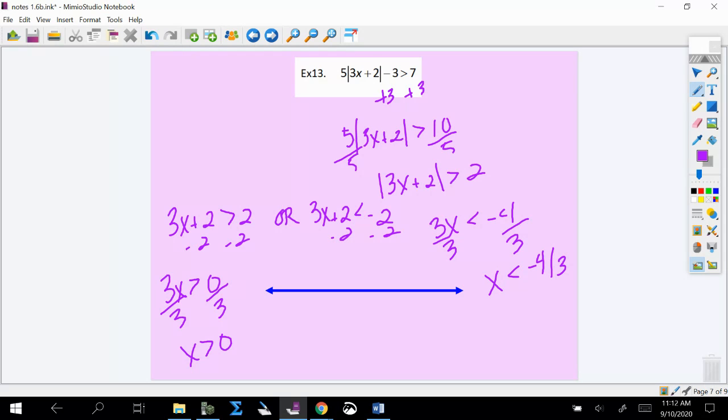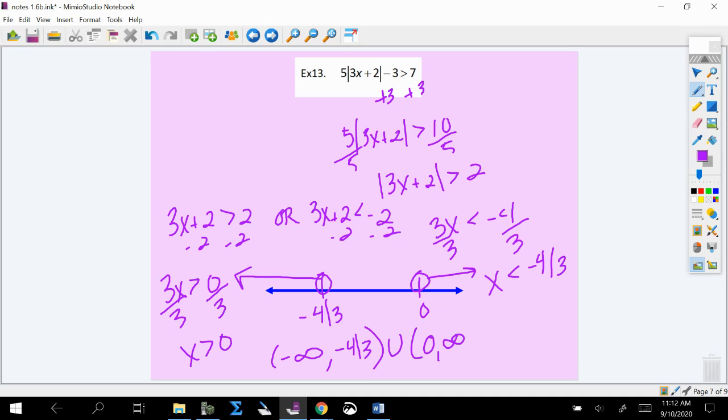So my endpoints here, I have negative 4/3 and I have 0, both open circles. I want everything that's smaller than negative 4/3. I want everything that's bigger than 0. So again, that look of that opposite. So my answer is negative infinity to negative 4/3 and 0 to infinity. Again, the idea that it's opposite ways when I get that OR graph. So it's either smaller than this number or bigger than this number.